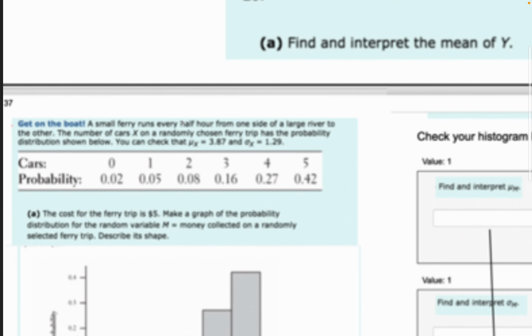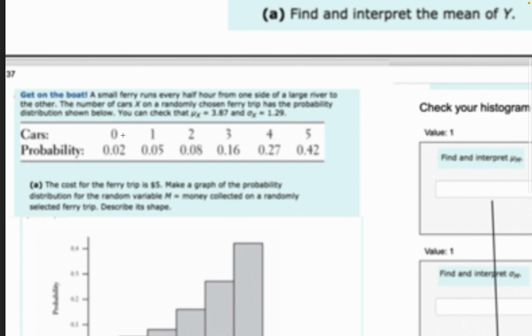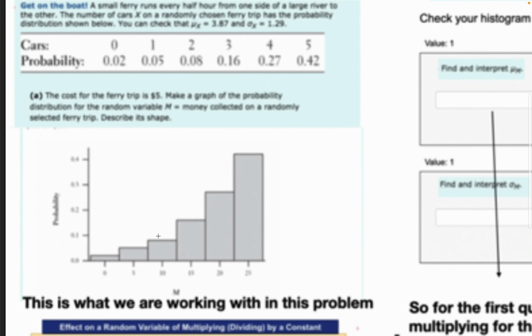It says a small ferry runs every half an hour from one side of a large river to the other. The number of cars X on a randomly chosen ferry trip has the probability distribution below, and they're already telling you the expected value is 3.87 and the standard deviation is 1.29. So 0 cars happens 2% of the time, 1 car happens 5% of the time, 2 cars happens 8% of the time, 3 cars happen 16% of the time, 4 cars 27%, and 5 cars happens 42%. And we get a probability distribution that looks like so.